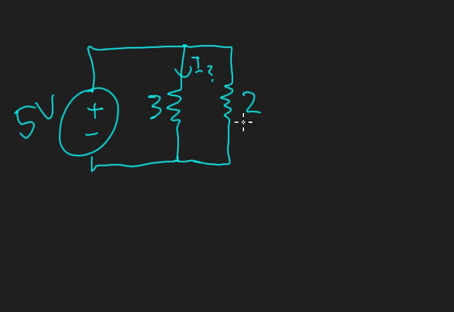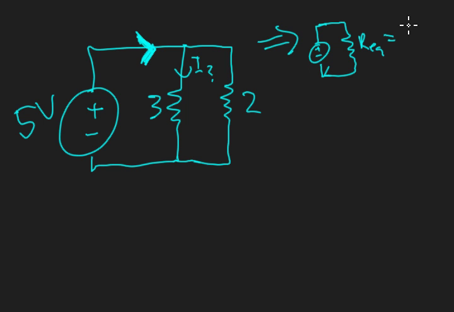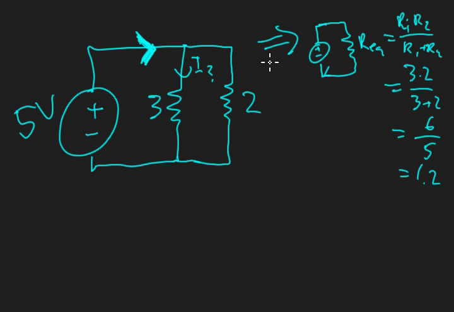The first thing you'd want to find is, what is this current through here? Well, if you remember when we were combining resistors, we know that this circuit can be redrawn as an equivalent circuit with just one resistor, where the equivalent resistor, Req, is equal to R1 times R2 over R1 plus R2, which is equal to 3 times 2 over 3 plus 2, equals 6 over 5, equals 1.2.